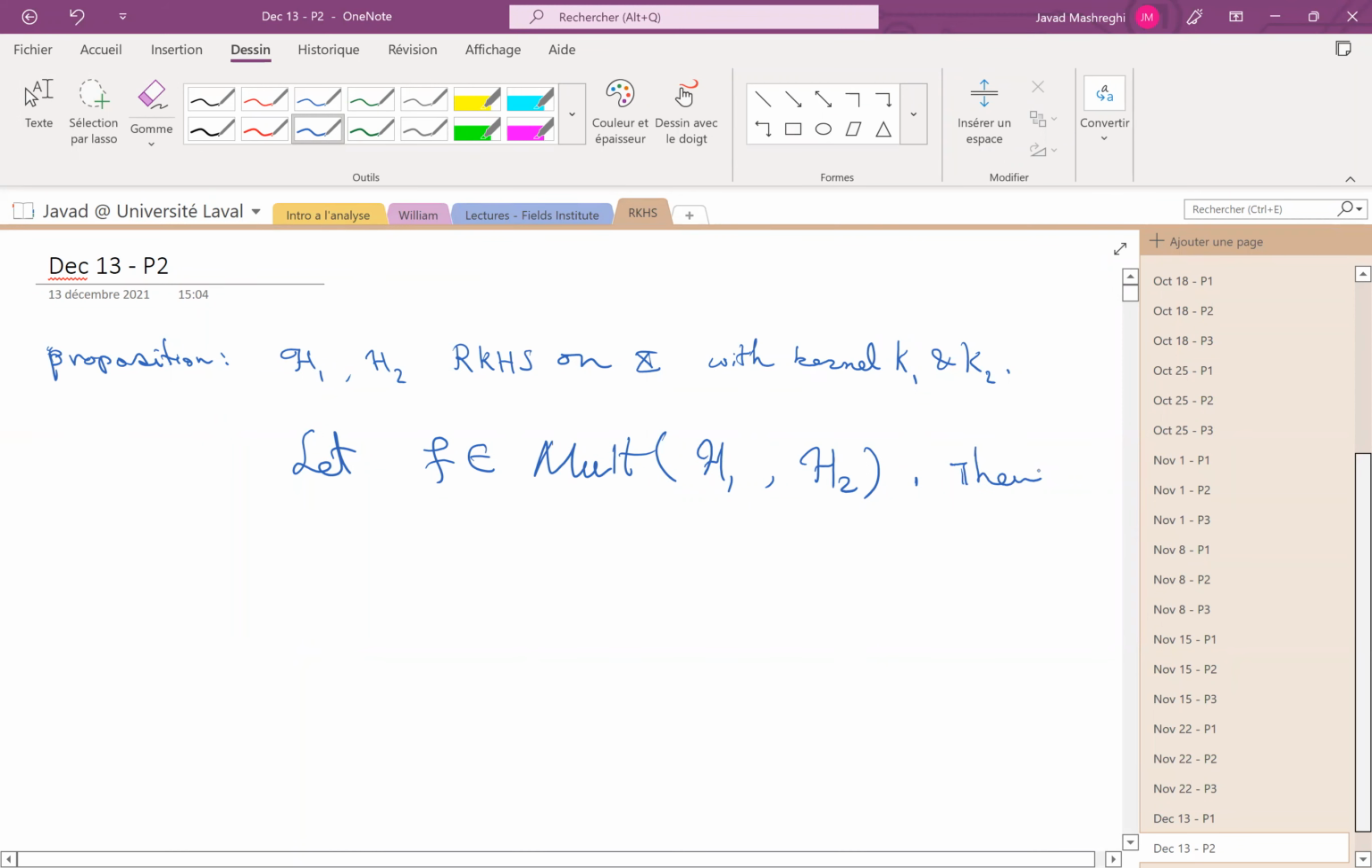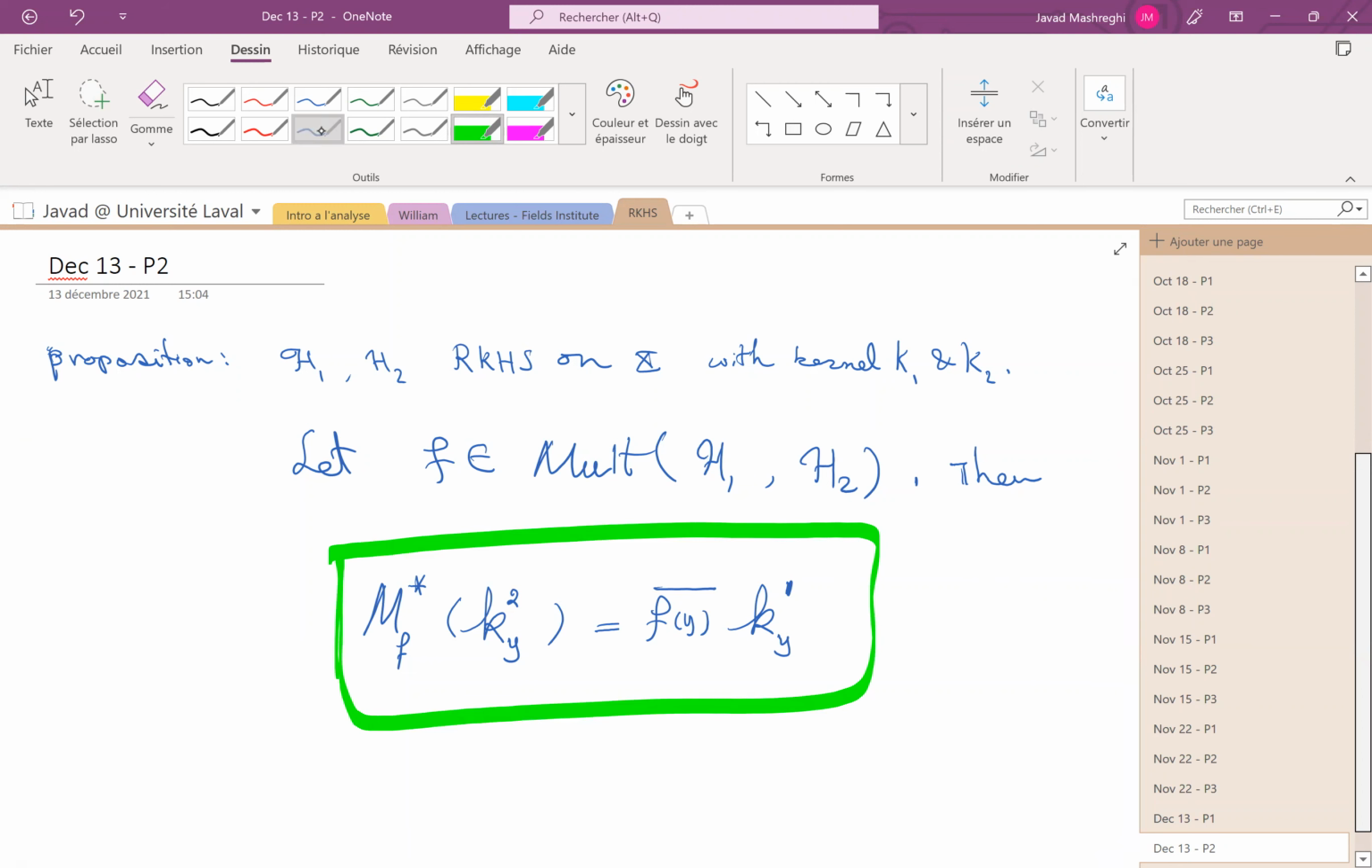Then M_F star, that adjoint, acting on K_y^2, where 2 means the kernel for the second space. So M star acting on this gives us the kernel in the first space, of course with a constant, F(y) bar. And this is true for any y in the set X.